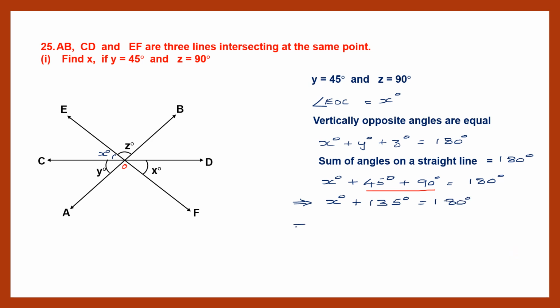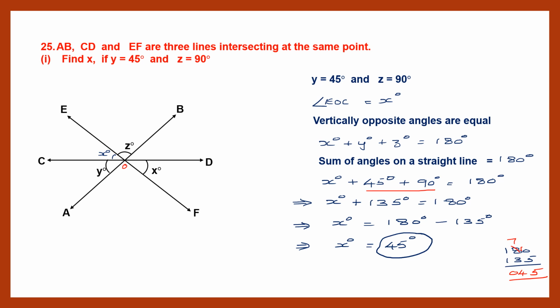So now we can find the value of x degrees by saying this is equal to 180 degrees minus 135 degrees. So let's subtract and find the value of x. X will be equal to 180 minus 135. So borrow, this is 7. 10 minus 5 is 5. 7 minus 3 is 4. 0. 45 degrees. So we have found the value of x to be 45 degrees. So this is our first answer. X is equal to 45 degrees, what we have been asked to find.